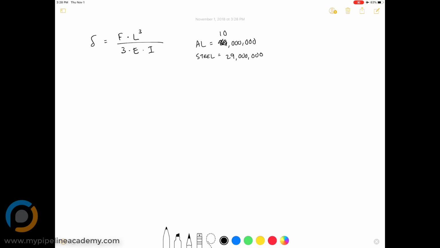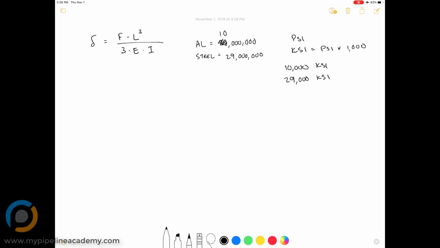Now, in engineering terms, you wouldn't really use million. You would probably say KSI. So KSI is just PSI times 1,000, right? PSI stands for pounds per square inch, and KSI stands for kilopounds per square inch. So 10 million PSI would be 10,000 KSI, and 29 million PSI would be 29,000 KSI. In engineering terms, that's usually how you do it.